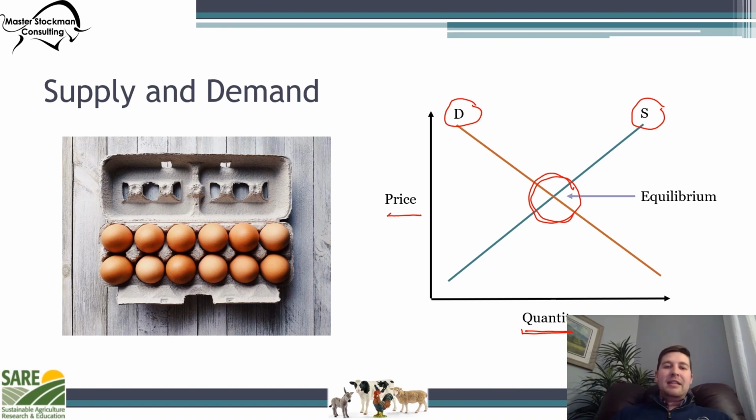Now, it's easy to see on this graph where that is. If there were actual numbers here on the vertical axis where price is, we could see, hey, it's right at this price that we have the equilibrium. But in real life, that's not the case. We don't get to see that price. So, how do we figure that price out? Well, we have a couple options.